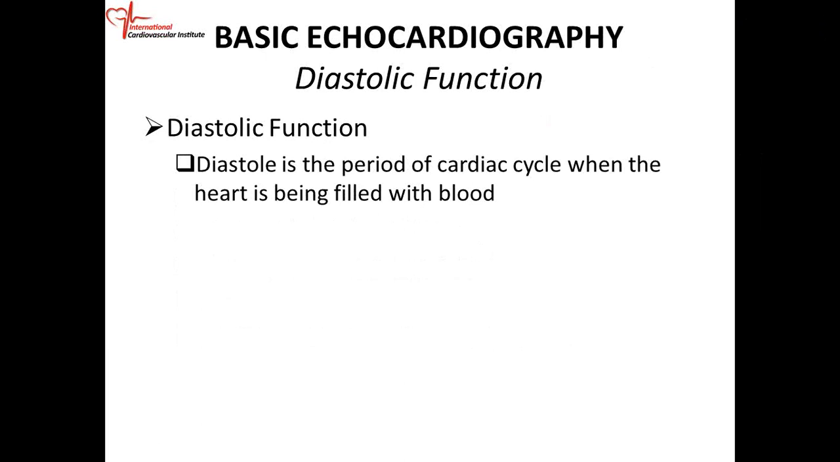IVRT is just after systole, when the aortic valve has closed and the mitral valve is still closed. Then the mitral valve opens because there's a pressure difference. There is a suction of blood from the left atrium into the left ventricle, producing the E velocity. Then you have diastasis, equalization of pressure between the LV and the left atrium. Then the atrium contracts, giving rise to the A velocity.